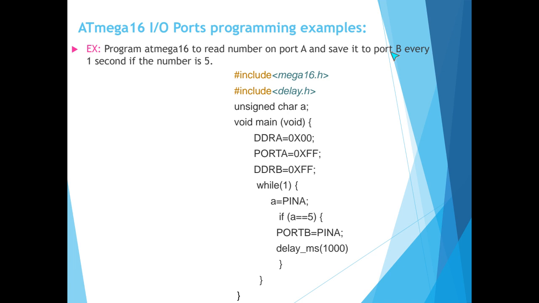At first, we should know that because we want to read the number on port A, should it be configured as input or output? Please cooperate with the class. We want to read the data from port A. It should be configured as input or output?